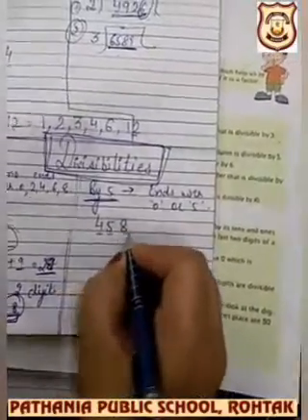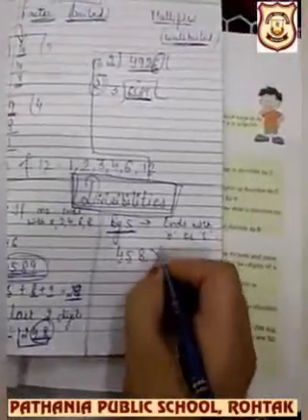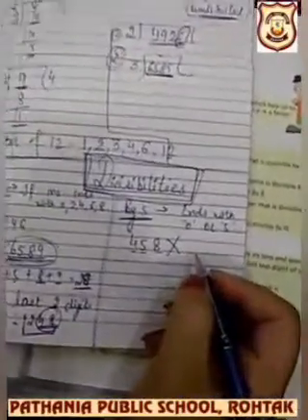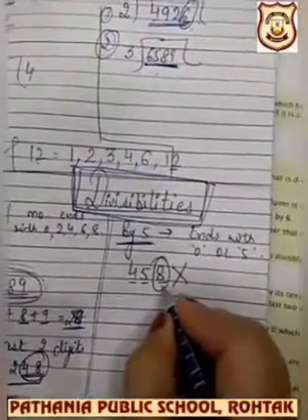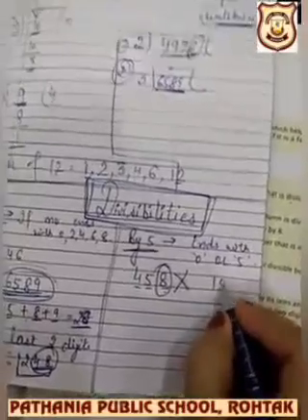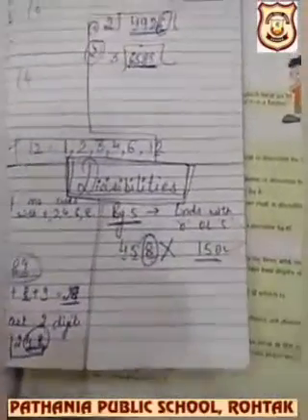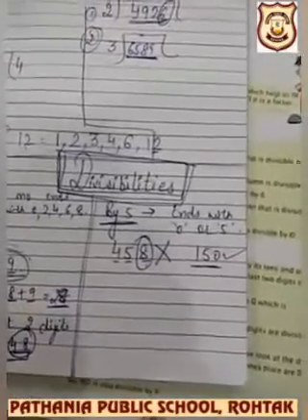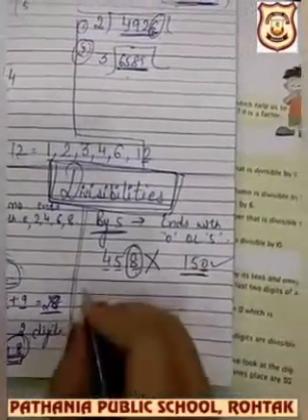For example, 458. Now tell me, is this number divisible by 5 or not? No, this number is not divisible by 5 because it ends with neither 0 nor 5. But if I ask you about 150, is this number divisible by 5 or not? So you will say yes, it is divisible by 5 because it ends with 0.